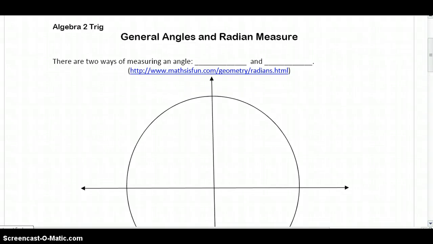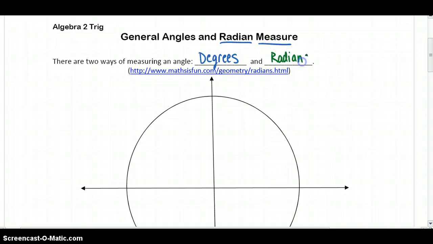Hi everyone, this is Miss Afric here, and today we're going to be talking about general angles and something you haven't heard of yet called radian measure. So far you've only known one way to measure an angle, and that's in degrees. But today we're going to talk about a second way to measure an angle, and it's a way that most of the rest of the world uses instead of degrees, and that's called radians.